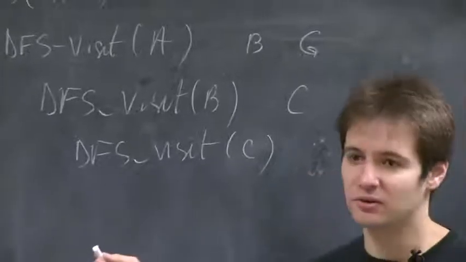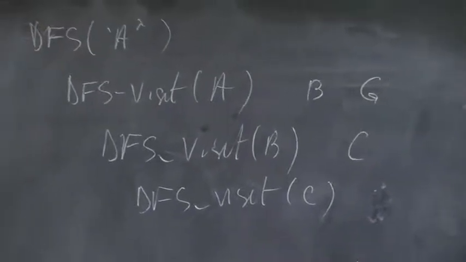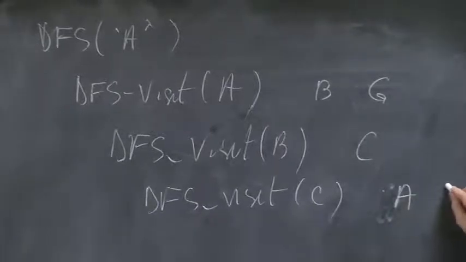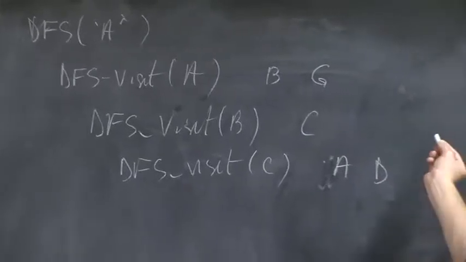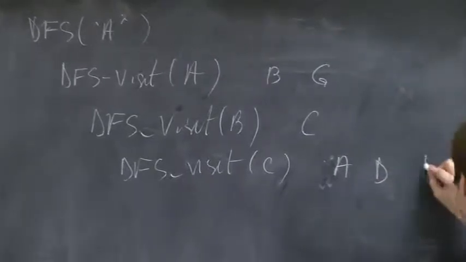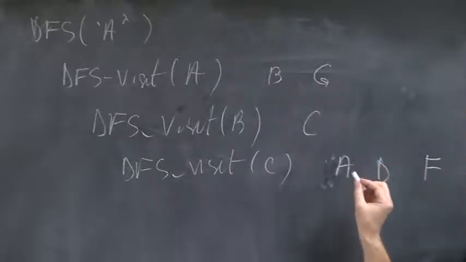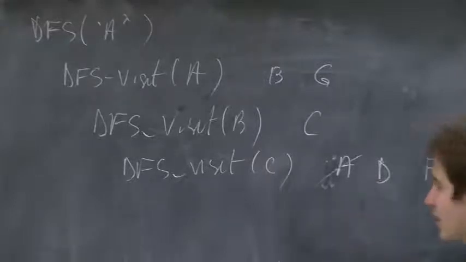So we're wondering about the order, right? Let's assume that in the adjacency list, all the nodes are in alphabetical order. So I'm going to have A, D, and looks like F. Okay, is A in parents? Yes. Is D in parents? No. So what happens?